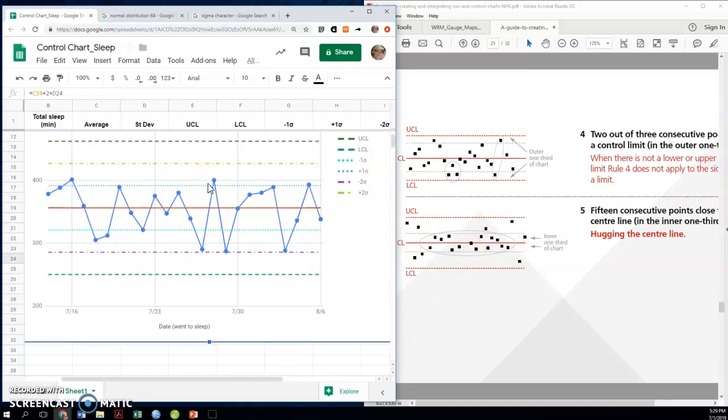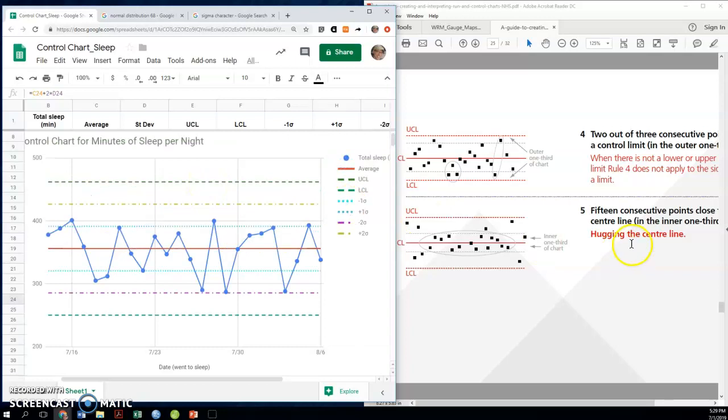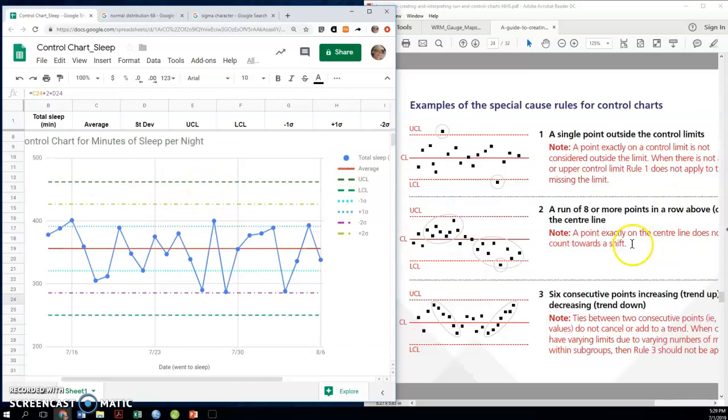So what I've found is I don't meet any of those rules. And what does that mean? Well, that means that my process is essentially in control. There's nothing strange. There's no special cause going on here. This is all common cause variation.